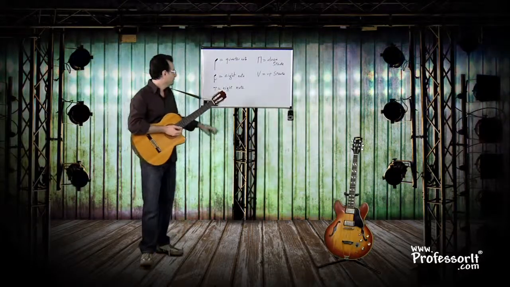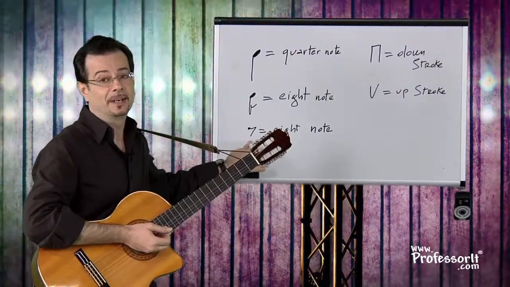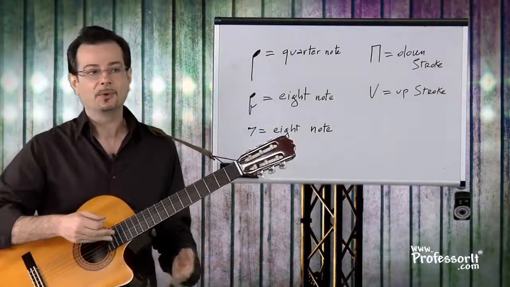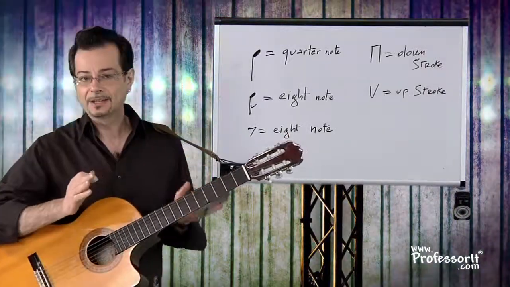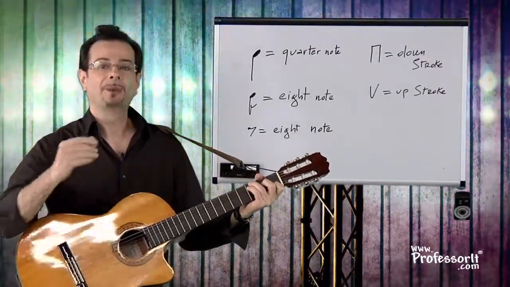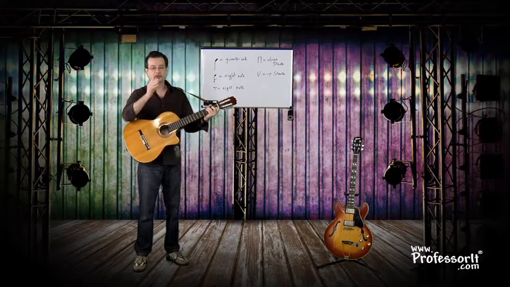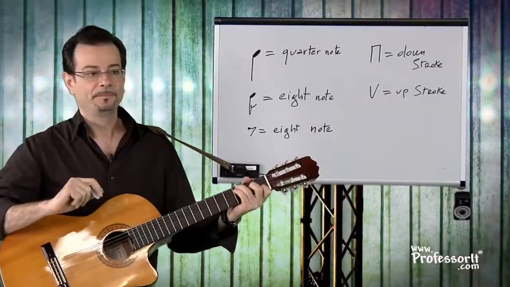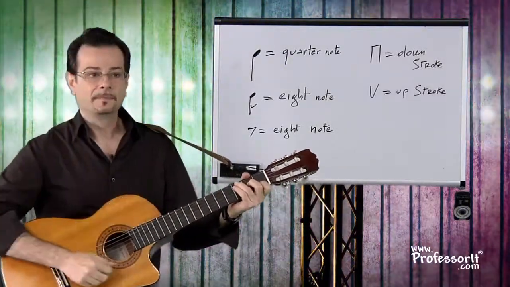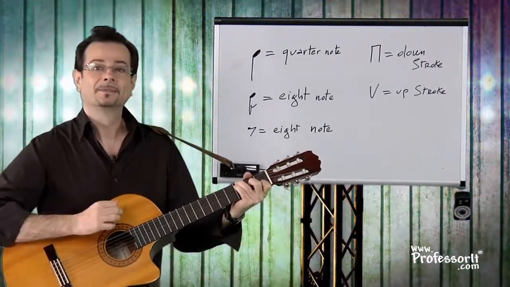Okay, this 7 looking sign here is an eighth note rest, okay? It means not to hit the strings. Actually, a rest in music is a moment of silence. So if your strumming pattern has, for instance, a quarter note followed by 2 eighth notes, followed by an eighth note rest, it will sound like this. 1, 2, and rest, and 3, and.